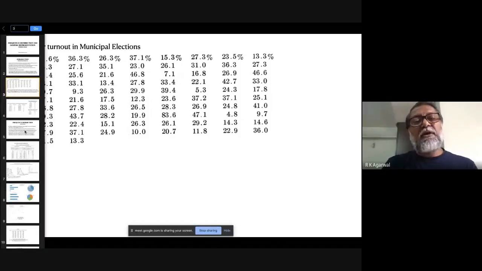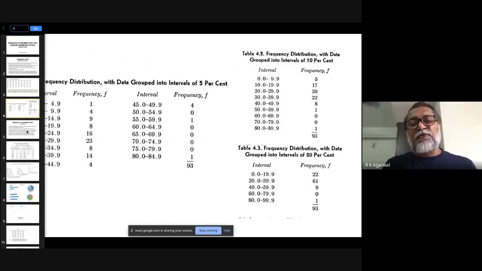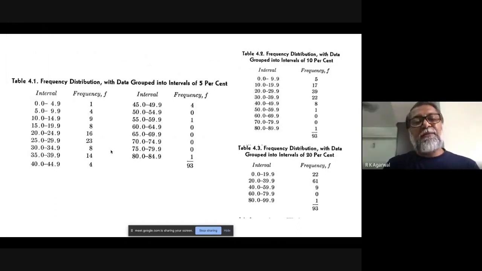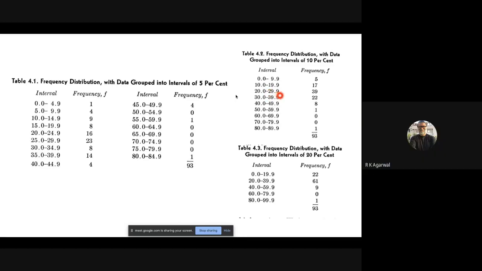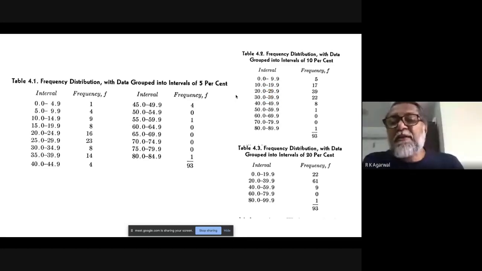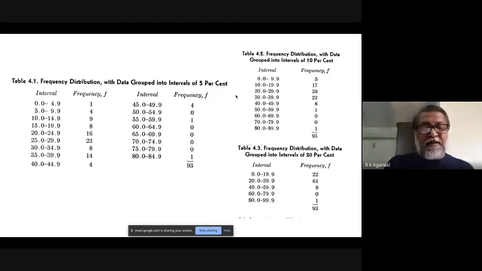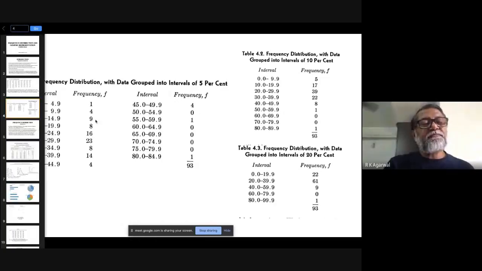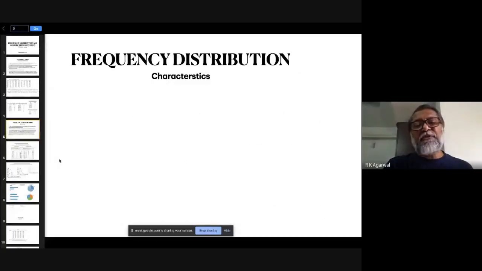Therefore, we go for a frequency distribution like this, where you lose some information, but you are still able to see around which values most of the data are concentrated. For example, in this case, you can see that most voting districts, that is 39 out of 93, are between 20% and 30%. This is information which you would not have had had you not arranged the raw data in terms of frequency distribution. That is the major point which we are trying to convey.